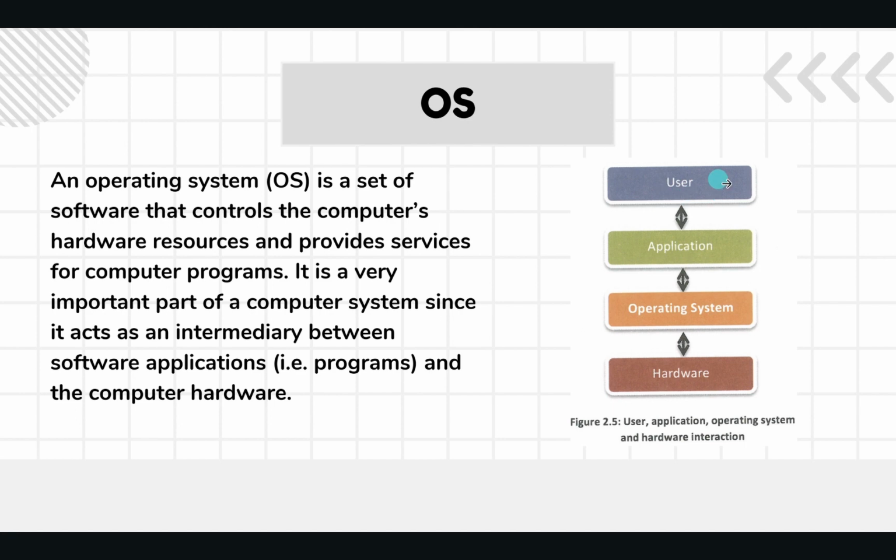So in our case, the user, for example, opens an application, and the needs of the user are accomplished by the operating system, and then it's transferred to the hardware. So the user, in their own natural language, commands the computer to open something, and the operating system translates it from the user's language to the computer's, so that the computer can carry out the instructions from the user.